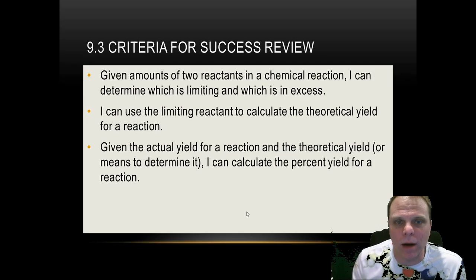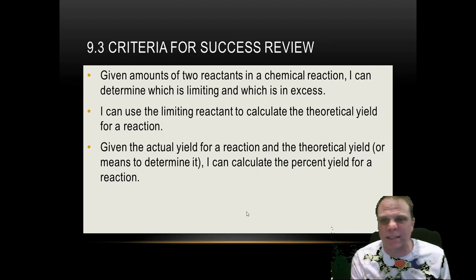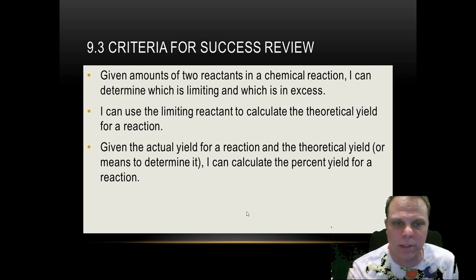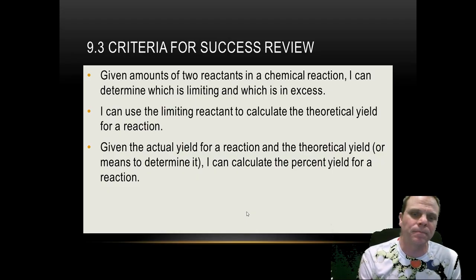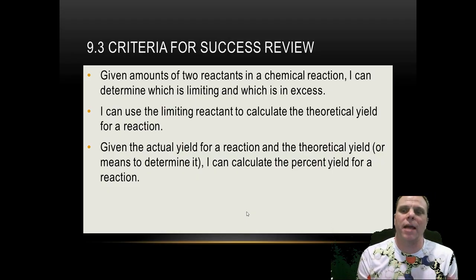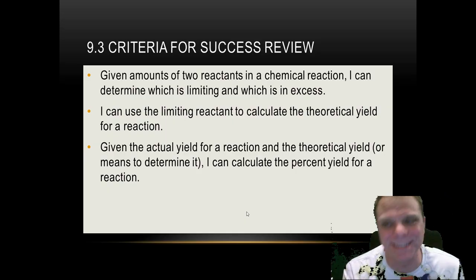All right, and so our criteria for success. Given amounts of two reactants in a chemical reaction, I can determine which is limiting, which is excess. Ooh, yeah, I'm so good. I'm a great chemistry student now. I can use the limiting reactant to calculate the theoretical yield for a reaction. And given the actual yield for a reaction and the theoretical yield, or means to determine it, I can calculate the percentage yield for a reaction.